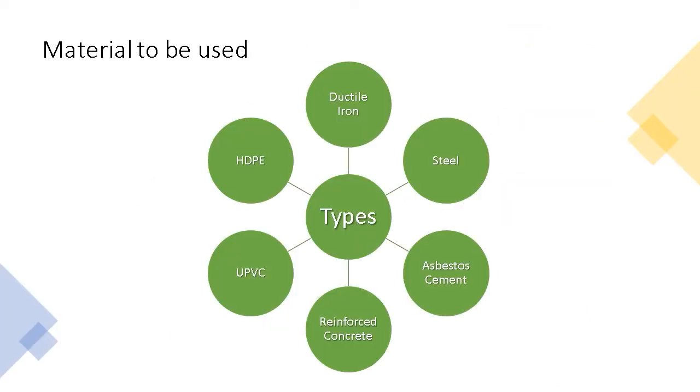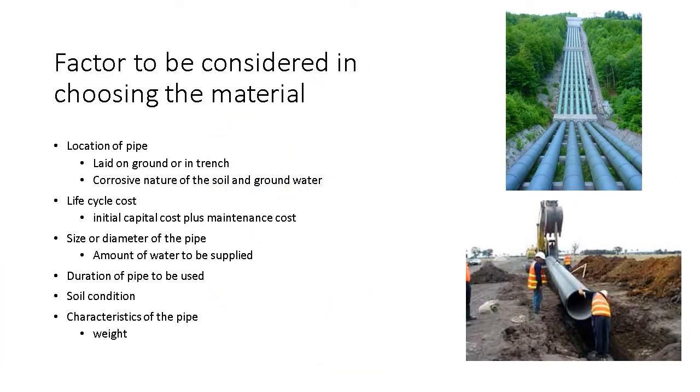The material used for water reticulation piping is ductile iron, steel, asbestos cement, reinforced concrete, UPVC, or HDPE. There are factors to be considered in choosing the material for the pipe, which is location of the pipe, whether it is laid on the ground or in trench, the corrosive nature of the soil and groundwater. Sebab kita nak tengok takut dia akan react pada the pipe.